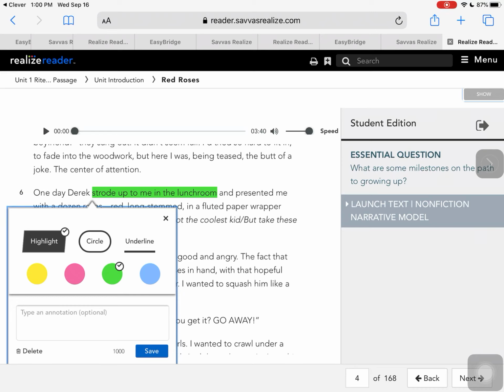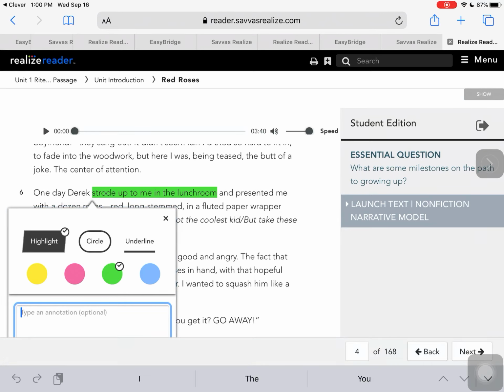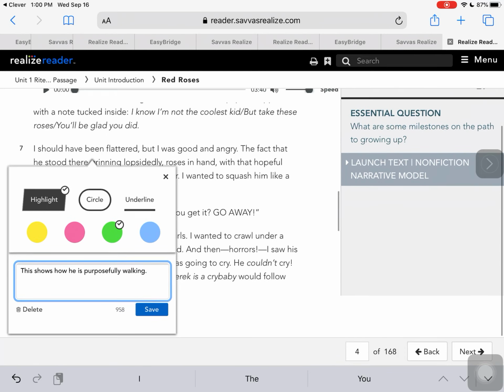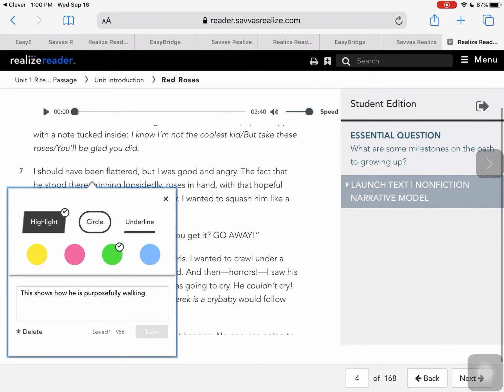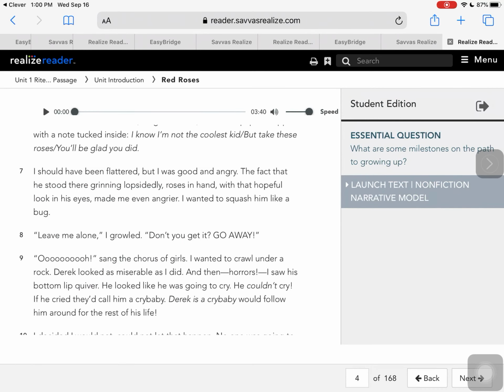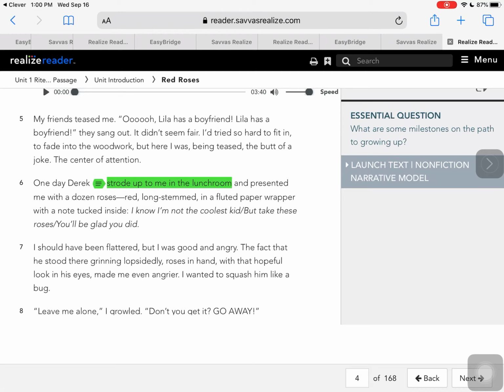And I'm going to type in, sometimes I just tap it with my finger. Yeah, tap with your finger. I'm going to type in, this shows how he is purposefully walking, right? And then we're going to hit save because we have to save it. And then tap it away. And there we go. And then I would probably also highlight where they talk about the red roses and the fluted paper because that's a good detail that I can imagine in my head.